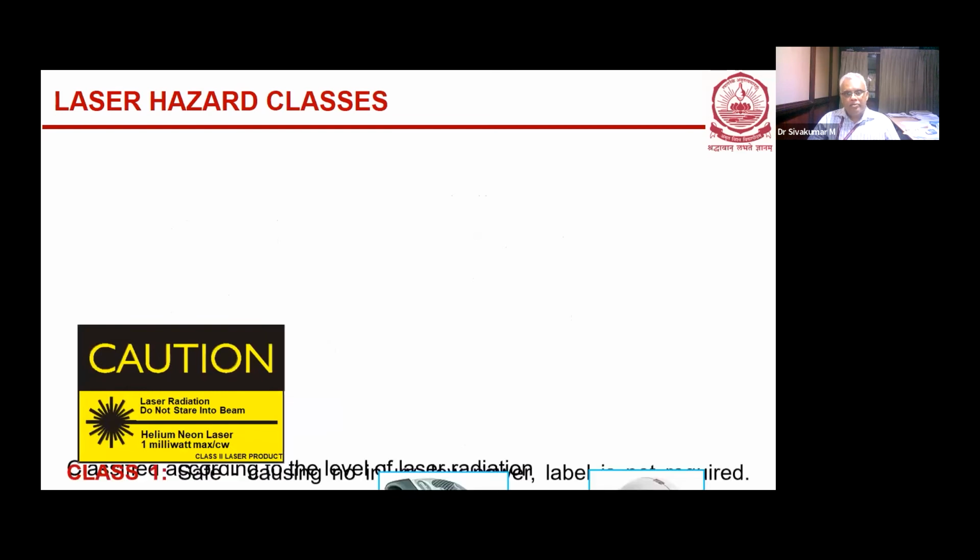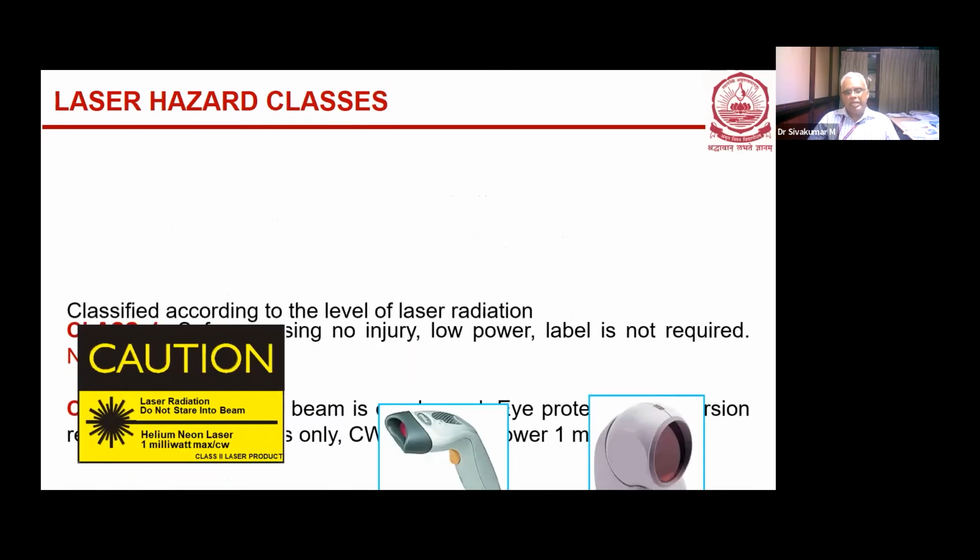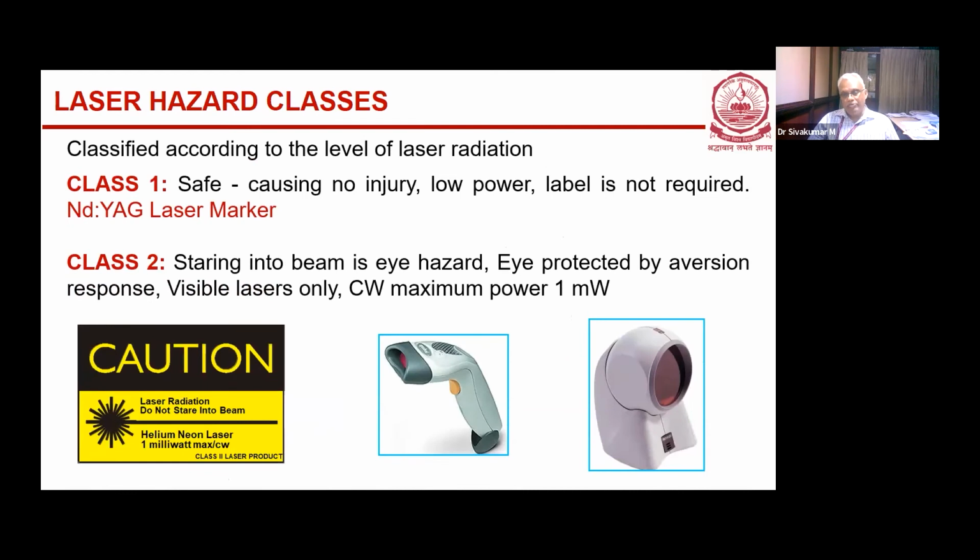So now, there are some classifications, because there are some signboards also we have to measure, means to take protective measures when you go to a lab having lasers. You can see there are lasers categorized as class 1. It is safe and will not produce any injury, it's low level, and a label is not required.